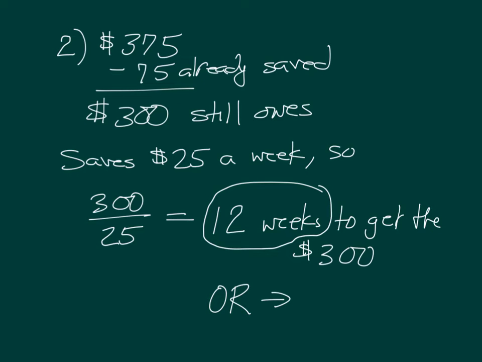She's saving $25 a week. So what I did was took 300 divided by 25, which tells me it's going to take her 12 more weeks to get that $300 she still has to pay for it.